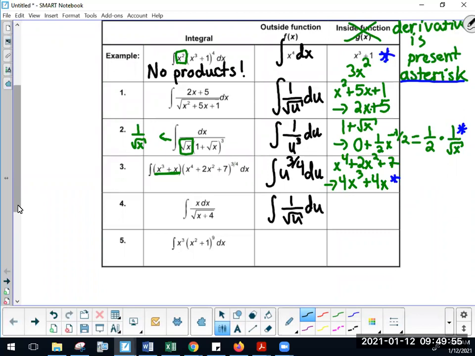So think about the list. Yeah, that's on there. That's a power function. Okay. What's inside of that? Inside of that is x plus 4. Now, I know that the derivative of x plus 4 is 1.